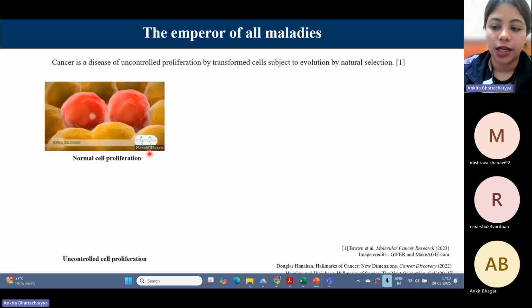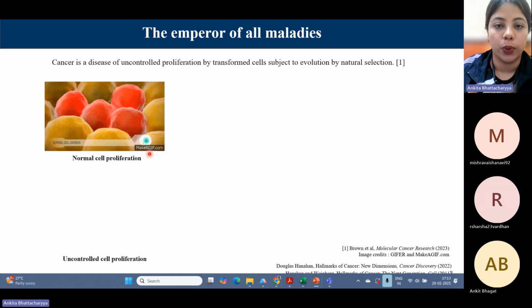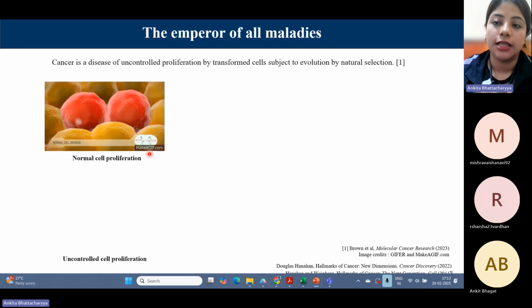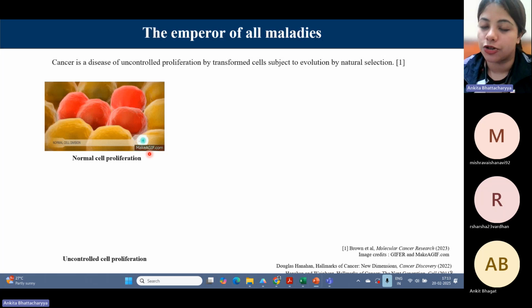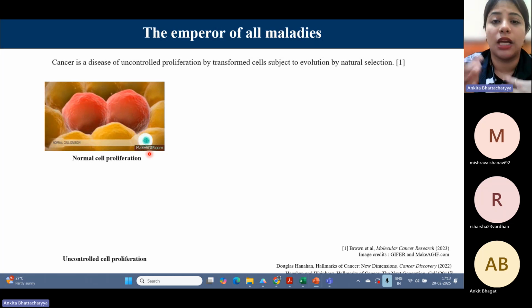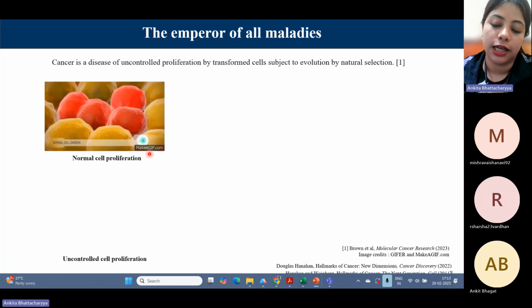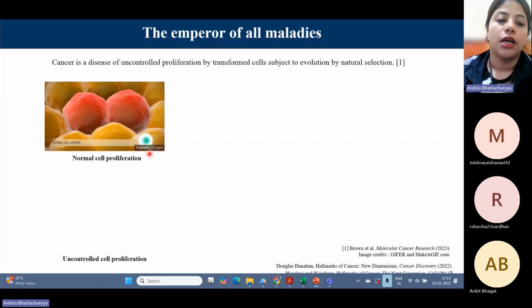Why is that necessary? It's necessary for the cell to ensure that only correct or healthy cells are dividing and other cells are removed by natural selection. That is how nature has basically installed this system of checking the cell at every point during division.